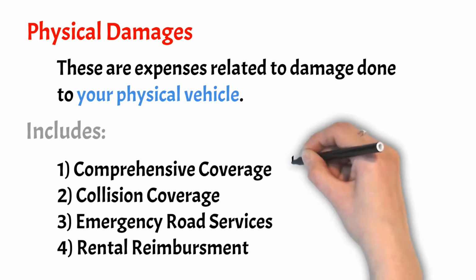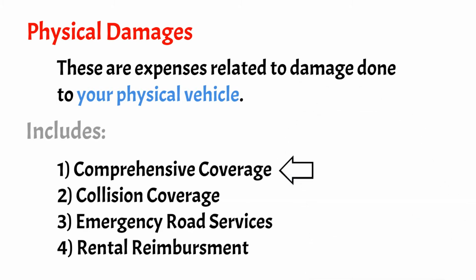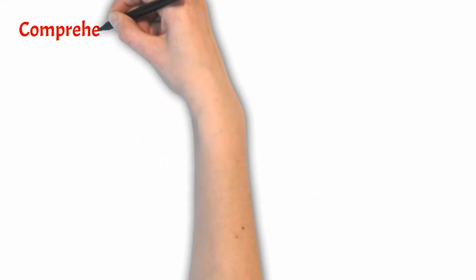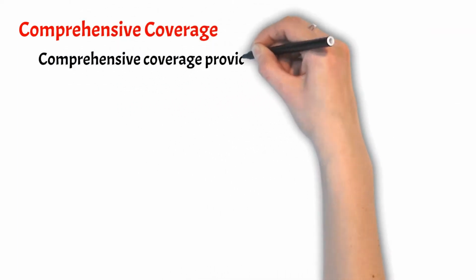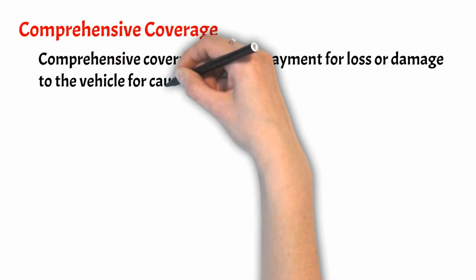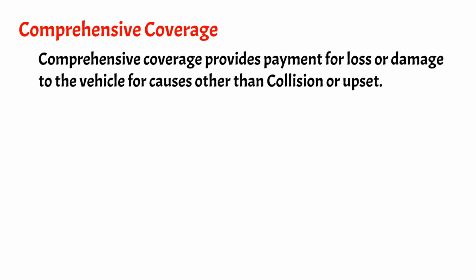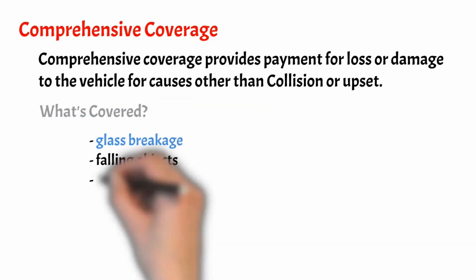Let's start by breaking down comprehensive coverage. Comprehensive coverage provides payment for loss or damage to the vehicle for causes other than collision or upset. Comprehensive coverage covers the following scenarios.